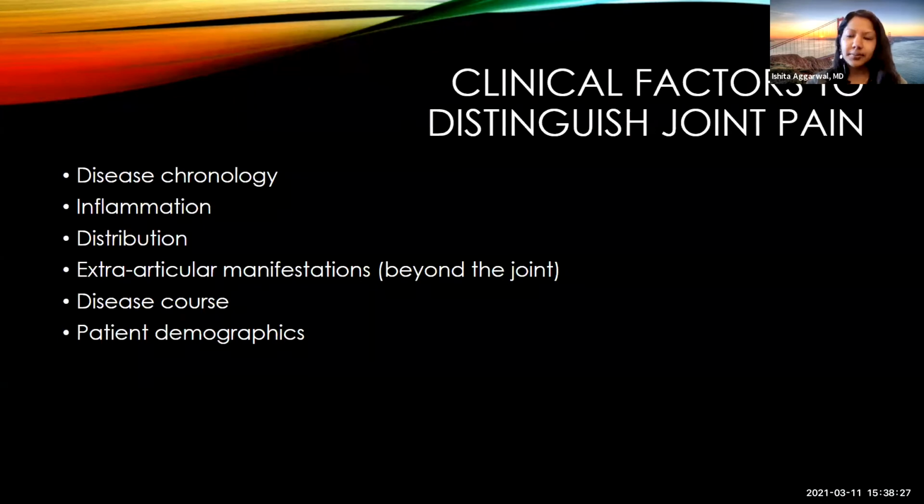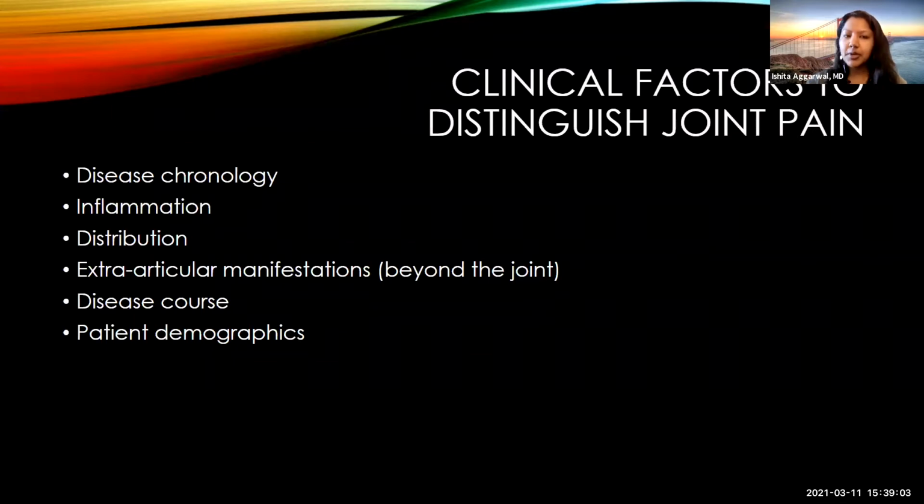So there are a number of factors that we use in the history and exam to distinguish joint pain. First, what is the chronology of the symptoms? Are they acute, subacute, lasting about 2 weeks, or chronic? Acute symptoms may last for hours to 2 weeks, and symptoms are considered subacute to chronic after 2 weeks. The pattern of chronic symptoms should also be classified as intermittent or constant to help identify the behavior of the inflammatory process.